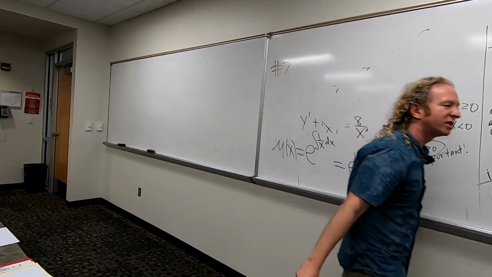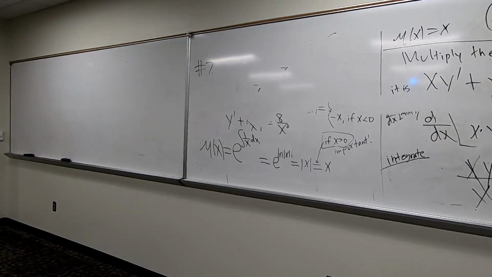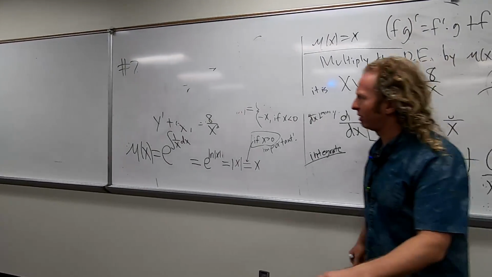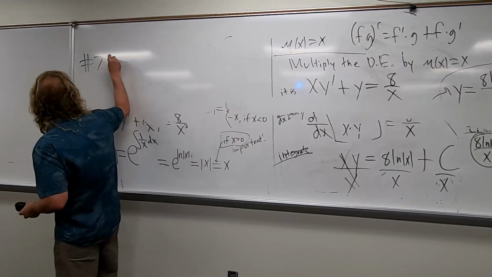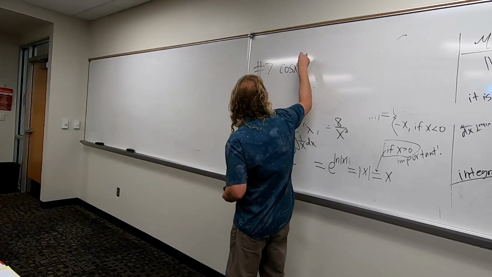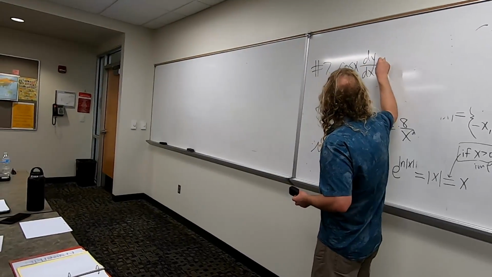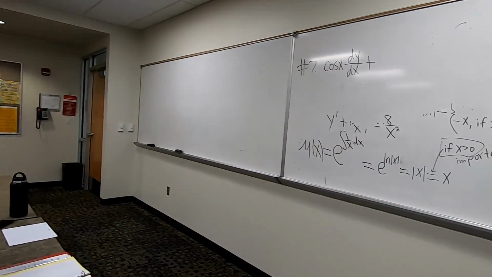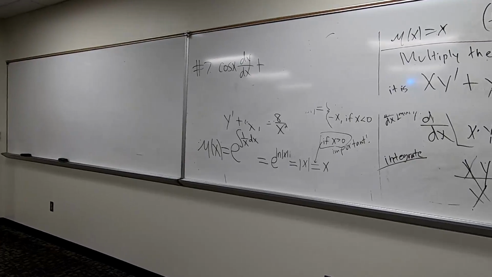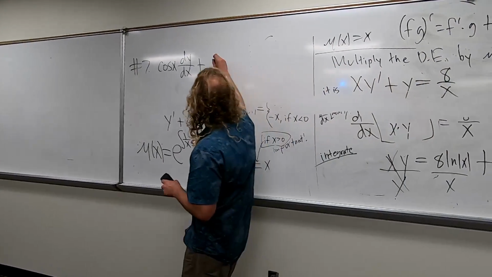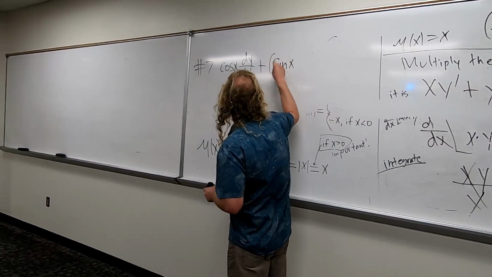Number 7's got some trig functions in it. I feel like we did it, but maybe this is wrong. Cosine x dy dx plus sine x times y equals 1. Really nice test question. All of these are, right?